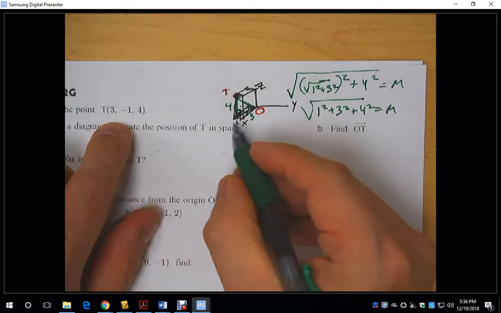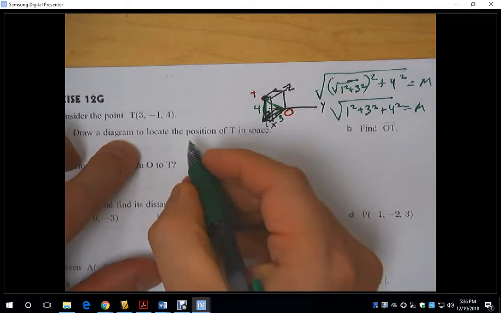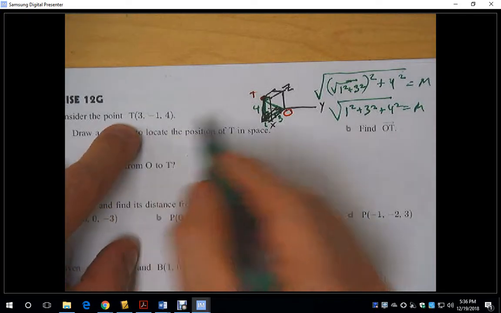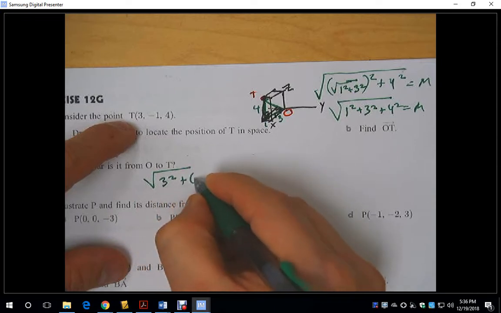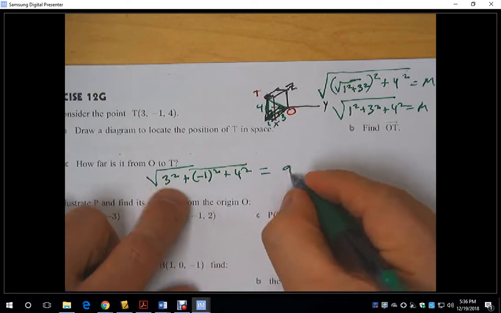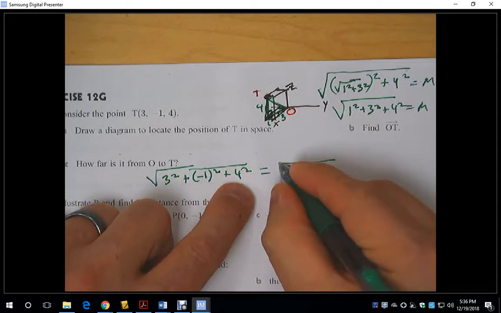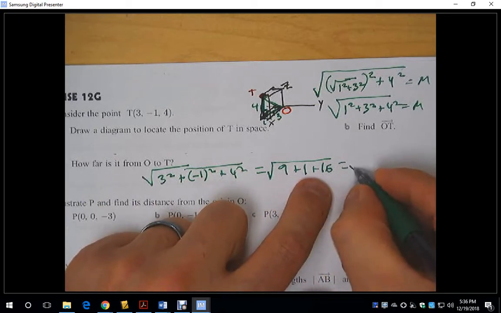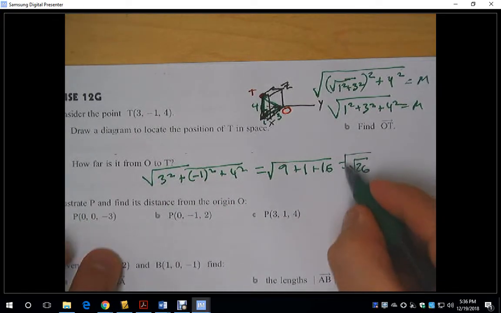Even though this is negative, the negative squared is still positive. So my point is that if we want to find the distance of this point from the origin, we'd really just take the square root of 3 squared plus -1 squared plus 4 squared. So 3 squared is 9, plus -1 squared is 1, plus 4 squared, which is 16. We take the square root of all this. 9 plus 1 is 10, plus 16, that's going to give us 26. We have the square root of 26. All right, so that's our distance.